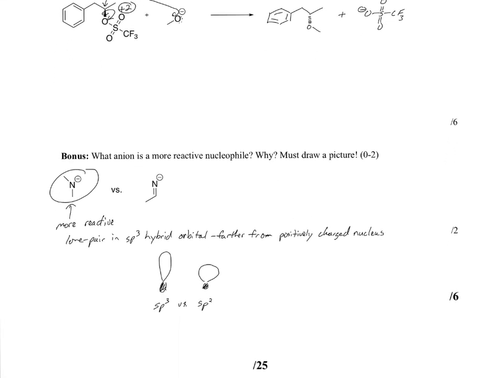For this one, what anion is a more reactive nucleophile? Why? Let's draw a picture. So again, this is just really a hybridization question. This one's more reactive because this has a lone pair in an sp3 hybrid orbital, which is farther from the positively charged nucleus. But I wanted to see you draw out, right, these orbitals. This lone pair is in an sp2 hybrid orbital, which is closer to the nucleus, so it's going to be less reactive because the nucleus has positively charged protons, which hold it tighter. So this is the more reactive nucleophile because of hybridization states.